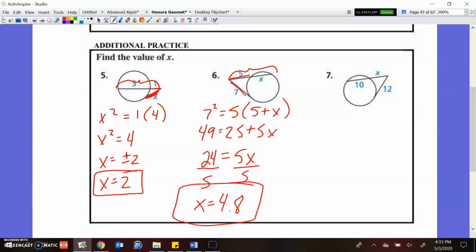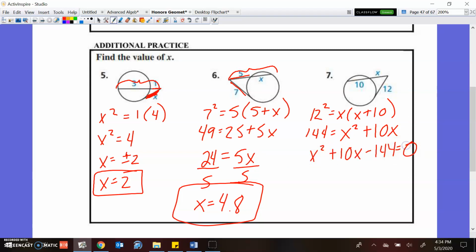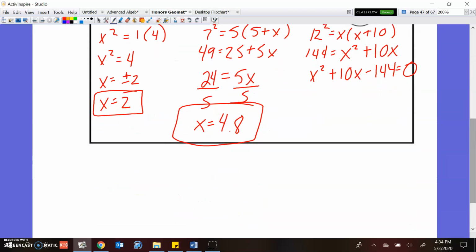All right, our last one here is we're going to go ahead and set up 12 squared equal to x times x plus 10. All right, so we have 144 equals x squared plus 10x. Oh, we have a quadratic set up here. So instead, x squared plus 10x minus 144. I'm going to see if that equals 0 is factorable, and this one does not appear to be the case. So my a is 1, my b is 10, and my c is negative 144.